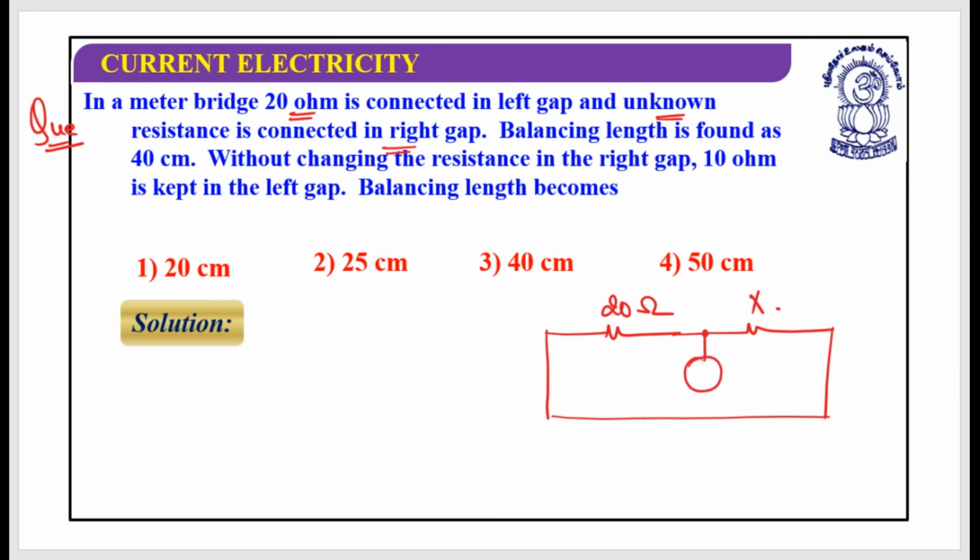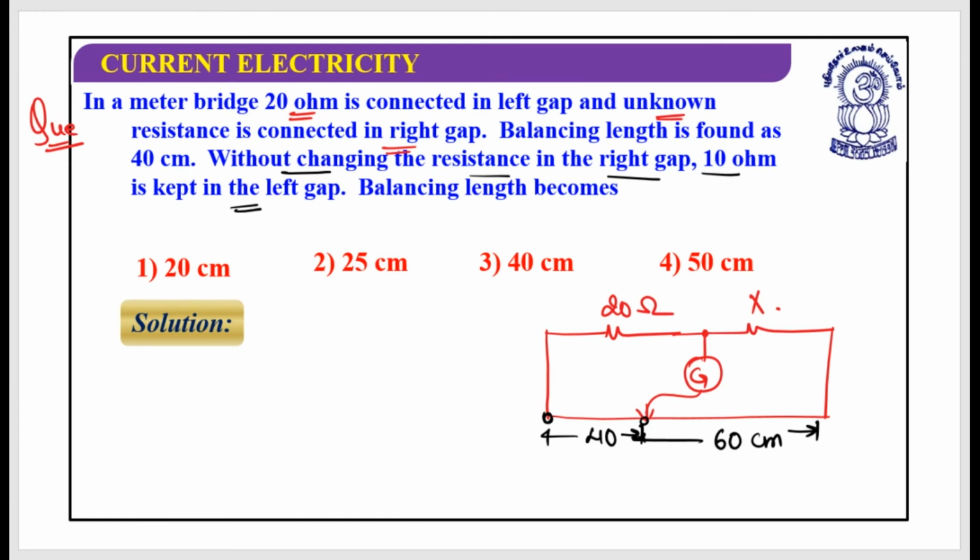So this is the galvanometer and let's suppose from here this is 40 centimeter, so this is by default 60 centimeter, because we discussed that a meter bridge has 1 meter of wire with uniform resistance. Now without changing the resistance in the right gap, 10 ohm is kept in the left gap. Now the balancing length becomes, okay.